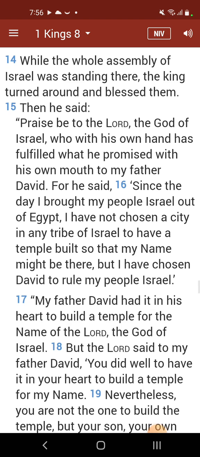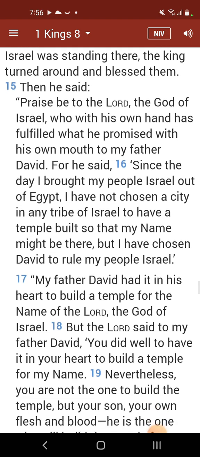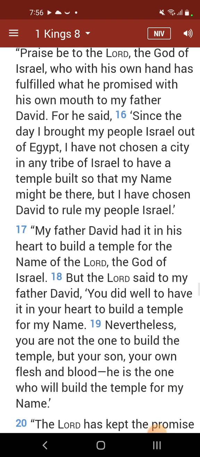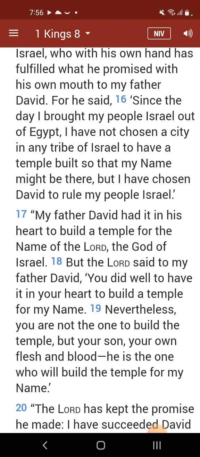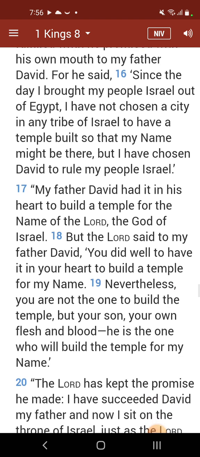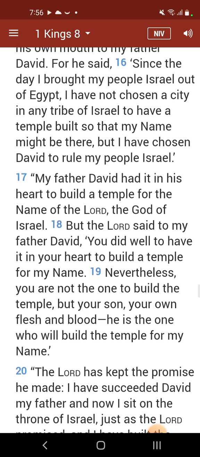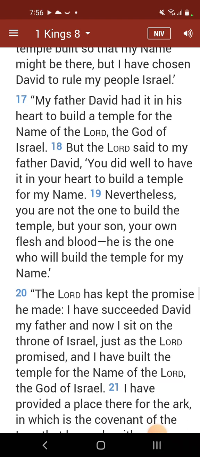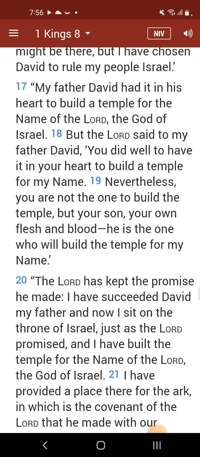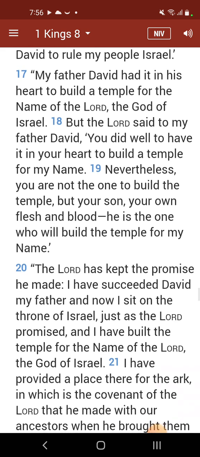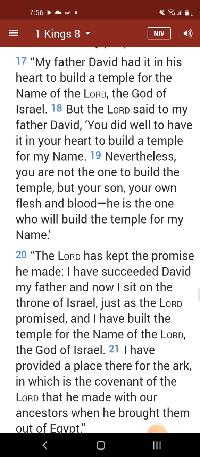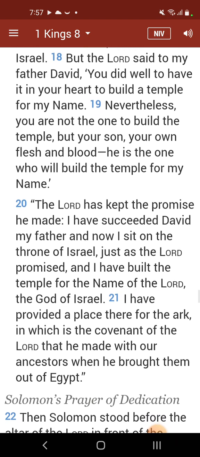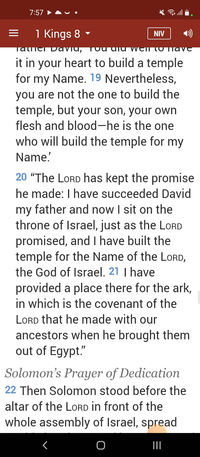For he said, 'Since the day I brought my people Israel out of Egypt, I have not chosen a city in any tribe of Israel to have a temple built, so that my name might be there. But I have chosen David to rule my people Israel.' My father David had it in his heart to build a temple for the name of the Lord, the God of Israel. But the Lord said to my father David, 'You did well to have it in your heart to build a temple for my name. Nevertheless, you are not the one to build the temple, but your son, your own flesh and blood. He is the one who will build the temple for my name.'